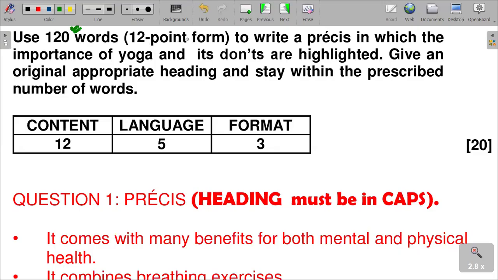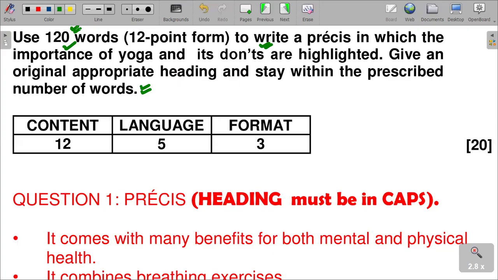Point form. Point form is like to say you write your essay in point form to write a precis, in which the importance of yoga and its don'ts are highlighted. So as you read the article, you need to identify the importance of yoga and its don'ts. Things that you should not do are highlighted. Give an original appropriate heading and stay within the prescribed number of what? Of words. So you give your own heading to this, and the number of words that we are given there is 120.